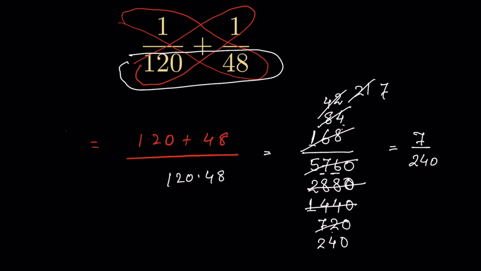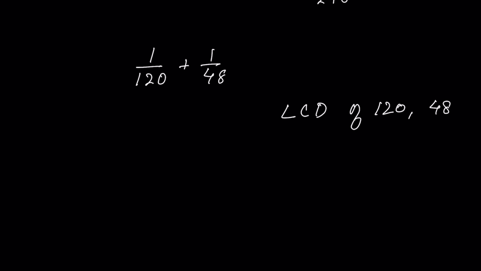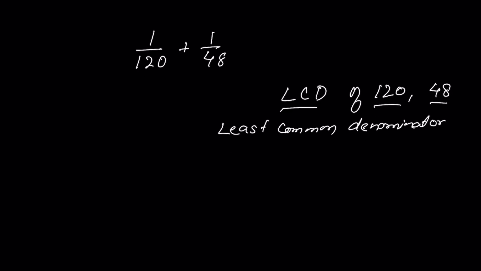There is one simpler method in which major calculation happens in the beginning. So we have 1 upon 120 plus 1 upon 48. What we will do, we will find the LCD of 120 and 48. LCD means least common denominator. That means the smallest number which is divisible by both 120 and 48. Now there are two methods to find LCD. First method is listing method, in which we list the multiples of 120 and 48.